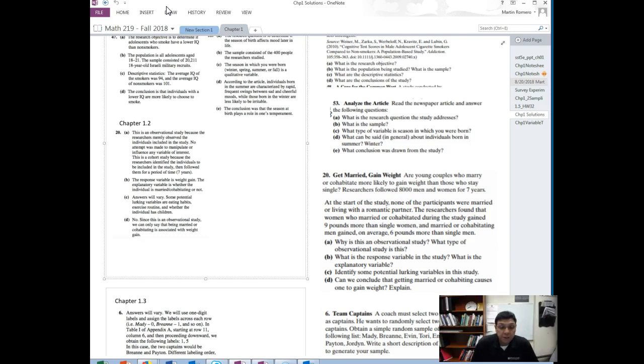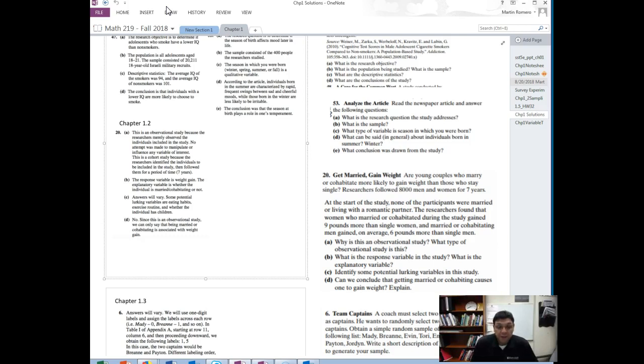Second question, what is the response variable in the study? And what is the explanatory? Those are very important questions, right? Identifying the variables in this case. The response variable is whether someone gained weight and how much weight they gained. The explanatory variable, they were predicting that whether you were single or married or living with someone, you would be able to predict, right, whether they gain weight or not.